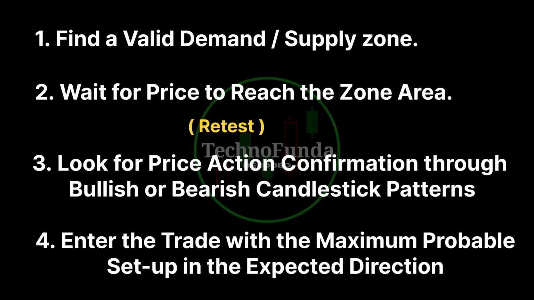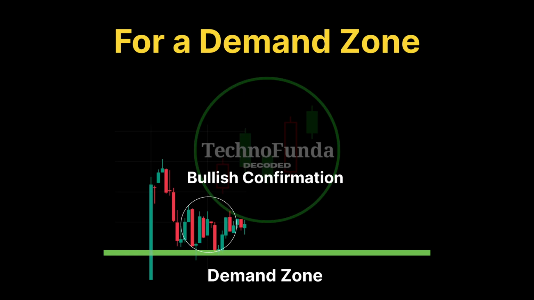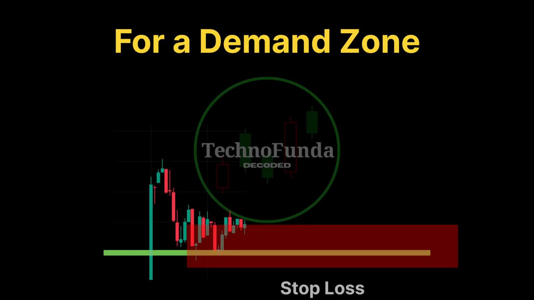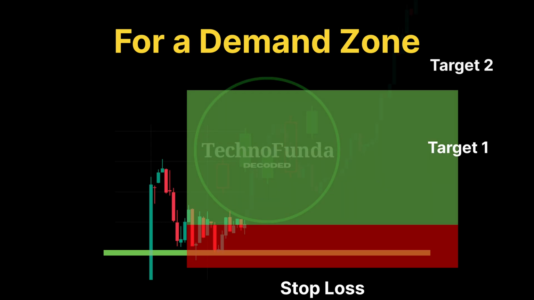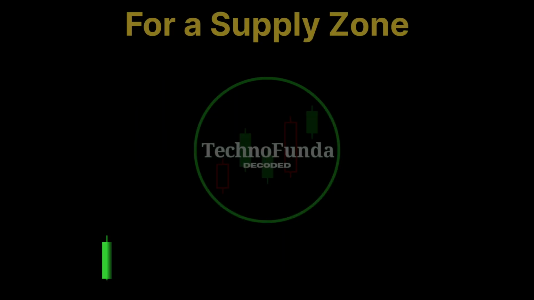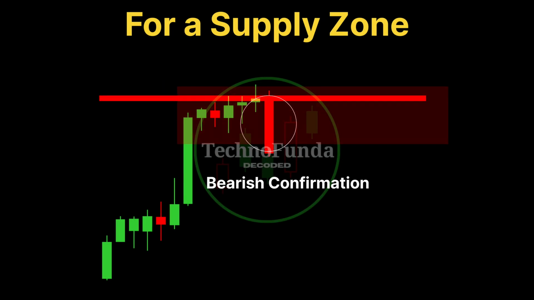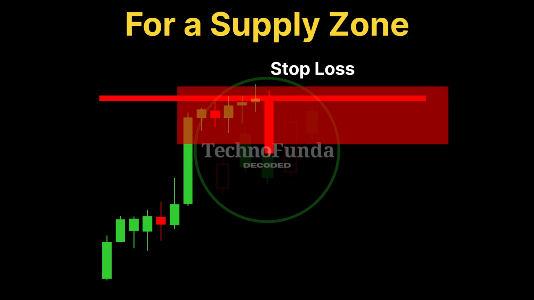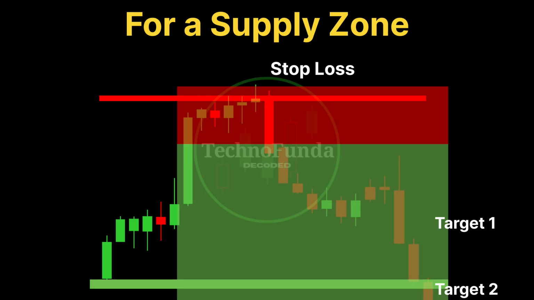For a demand zone, enter long when price enters the zone and shows a bullish confirmation. Place stop loss below the zone. Target will be the previous swing high or a nearby resistance level. And for a supply zone, enter short when price enters the zone and shows a bearish confirmation. Place stop loss above the zone. Target will be the previous swing low or a nearby support level. Always combine zones with higher time frame analysis for better accuracy.